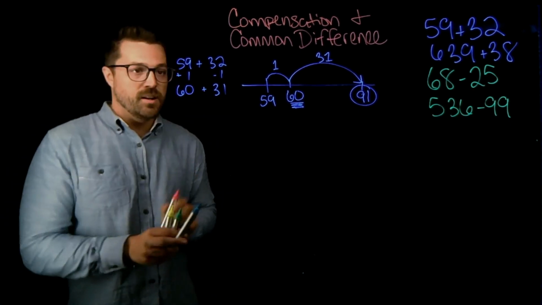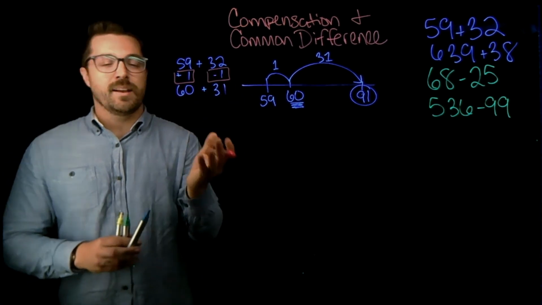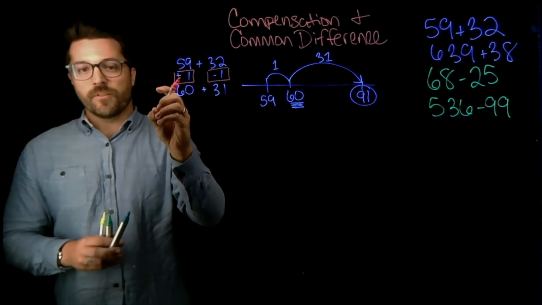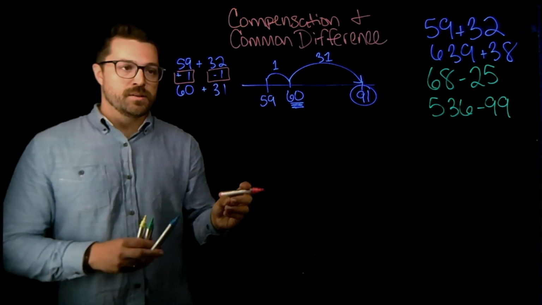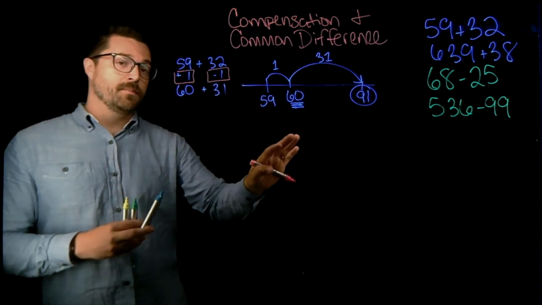I'm going to leave this here. We're going to come back to this in a minute, this idea here, remembering that I can add 1 to the first addend and subtract 1 from the other addend, and that compensation allows my sum to remain the same.